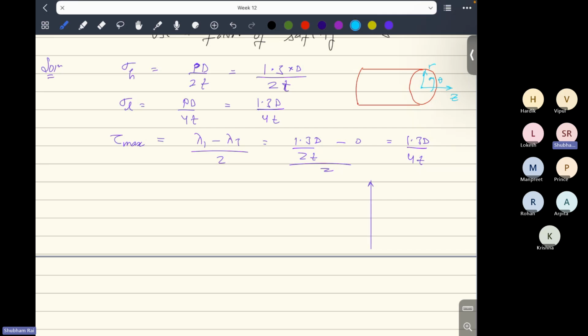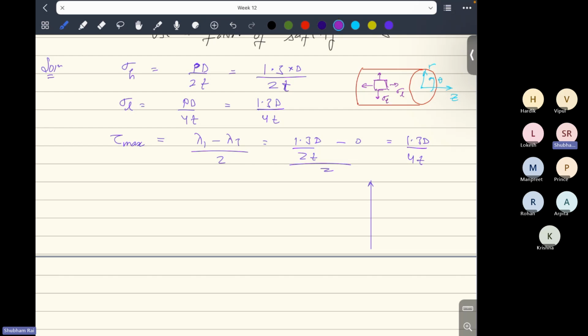So sigma h and sigma l: sigma h is the hoop stress in the theta direction, and sigma l will be in the z direction. If you draw a small element here like this, this will be your sigma l, and this will be your sigma theta, sigma h, the hoop stress. You can also write sigma theta.